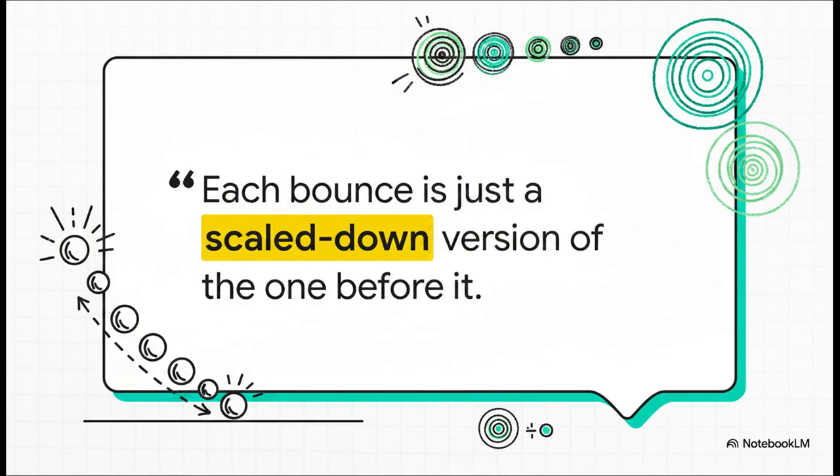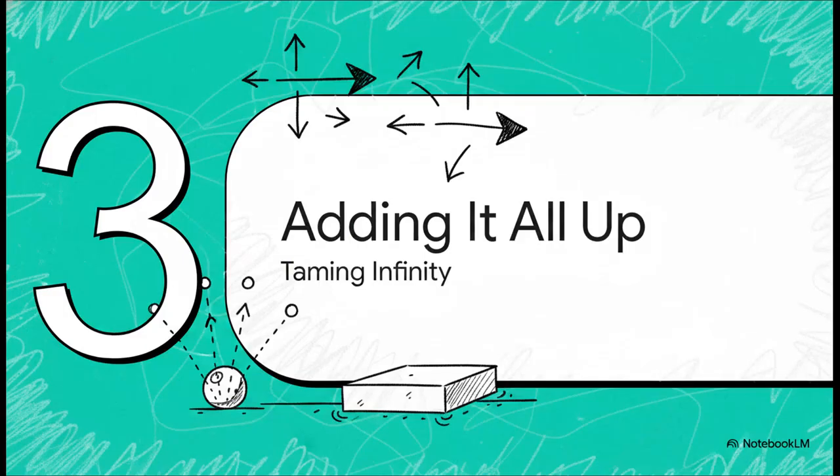Each bounce is just a mini, scaled-down version of the one that came before it. This isn't an infinitely complex problem, it's an infinitely repeating problem. And that makes all the difference. So, we've found the pattern. The total momentum is just the sum of the momentum from bounce 1, plus bounce 2, plus bounce 3, and so on forever.